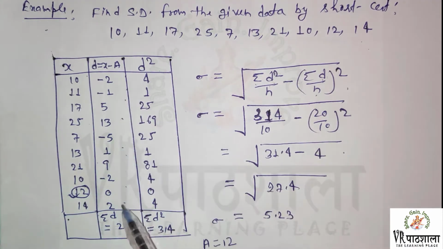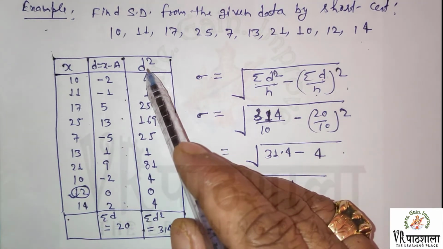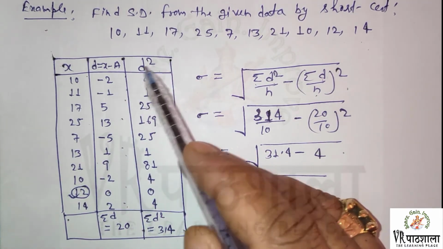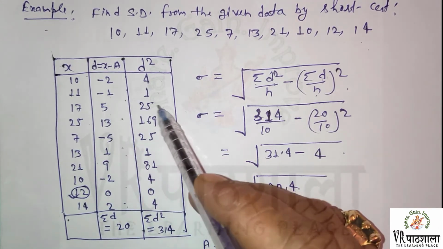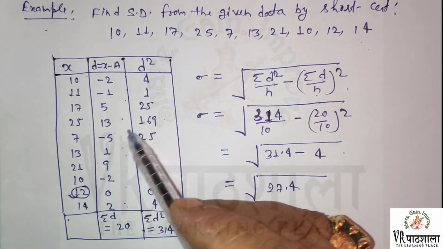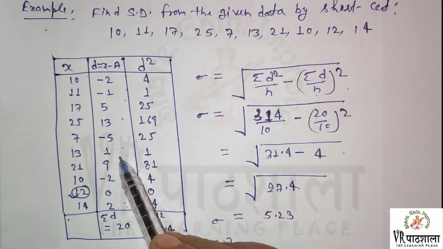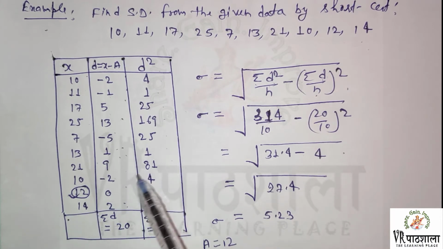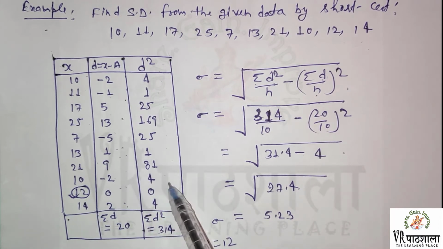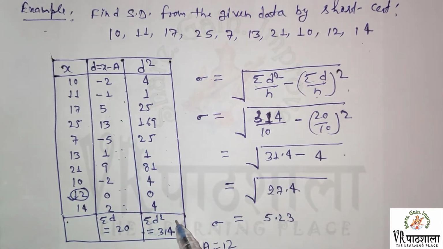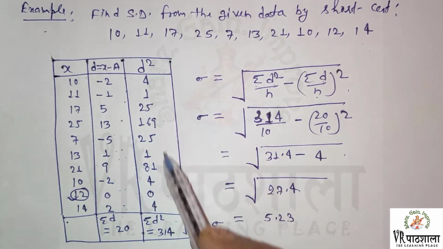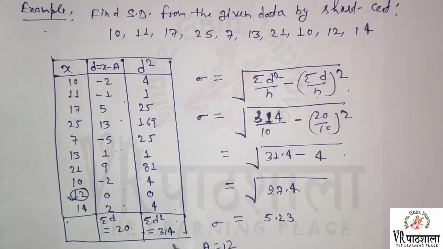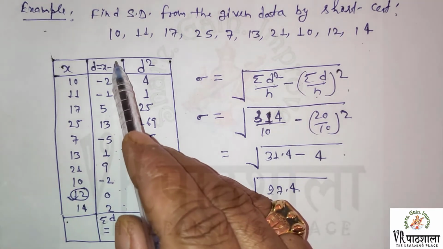So this is d. Now we need summation d square, so we need the column for d square. Minus 2 square is 4, minus 1 square is 1, 5 square is 25, square of 13 is 169, square of minus 5 is 25, square of 1 is 1, square of 9 is 81, square of minus 2 is 4, square of 0 is 0, and square of 2 is 4. Now we sum the column of d square, so summation d square is 314.